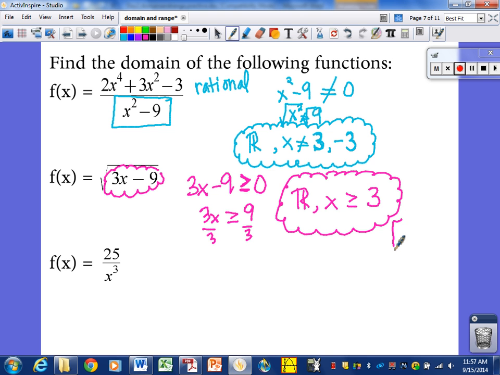So if we're going to write it as interval notation, we would write it as 3 and then go to infinity. Okay, so if you want interval notation, this would be interval notation. Okay, this is how we're going to write the stuff here in a minute with the graphs. And this third one, this is once again a rational function. The variable is in the denominator, so x cubed cannot be equal to 0, which means x cannot be equal to 0.